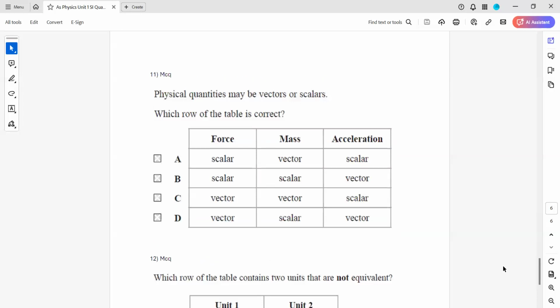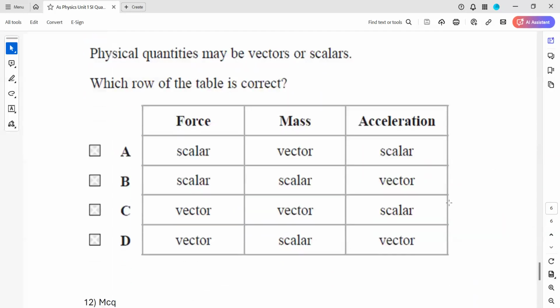Question 11: physical quantities may be scalar or vector, which row is correct? Force is not a scalar, force is a vector, mass is a scalar, acceleration is a vector. So vector, scalar, vector. It matches option D.